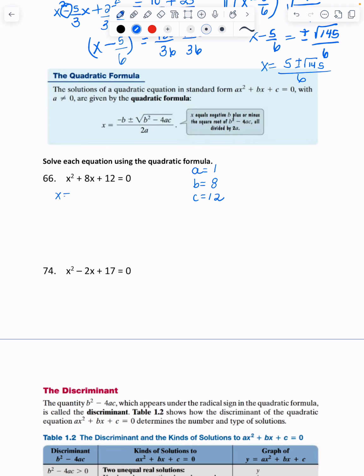So x is negative b plus or minus the square root of b squared minus 4ac, all of that divided by 2a. Let's plug it in. You can look at negative b as being the opposite of b. So negative 8 plus or minus the square root of 8 squared minus 4 times my a value, which is 1, times c, which is 12. All of that divided by 2 times a.